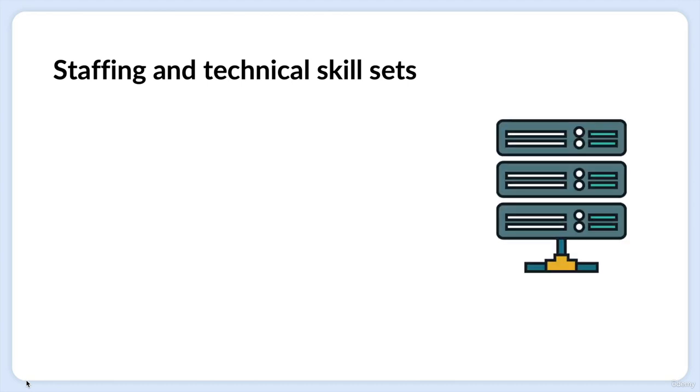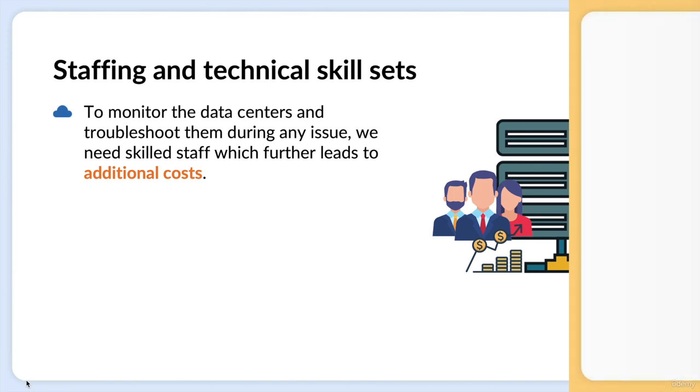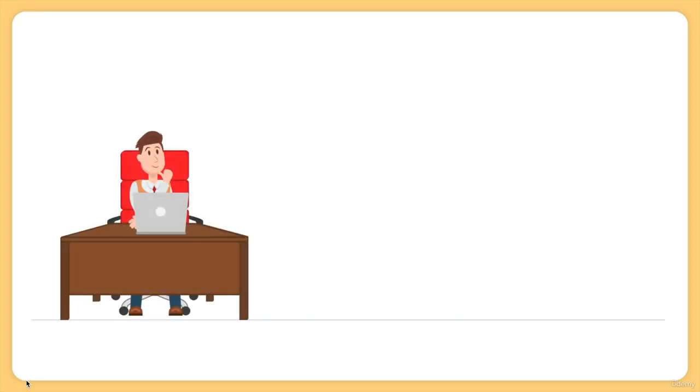Staffing and technical skill sets. In addition to the servers and storage, data centers also include applications, connecting cables, network connectivity, cooling systems, power, and much more, with everything running at once. So, to monitor the data centers and troubleshoot them during any issue, we need skilled staff, which further leads to additional cost. Now you understand the data center and the challenges of maintaining and running the data center.